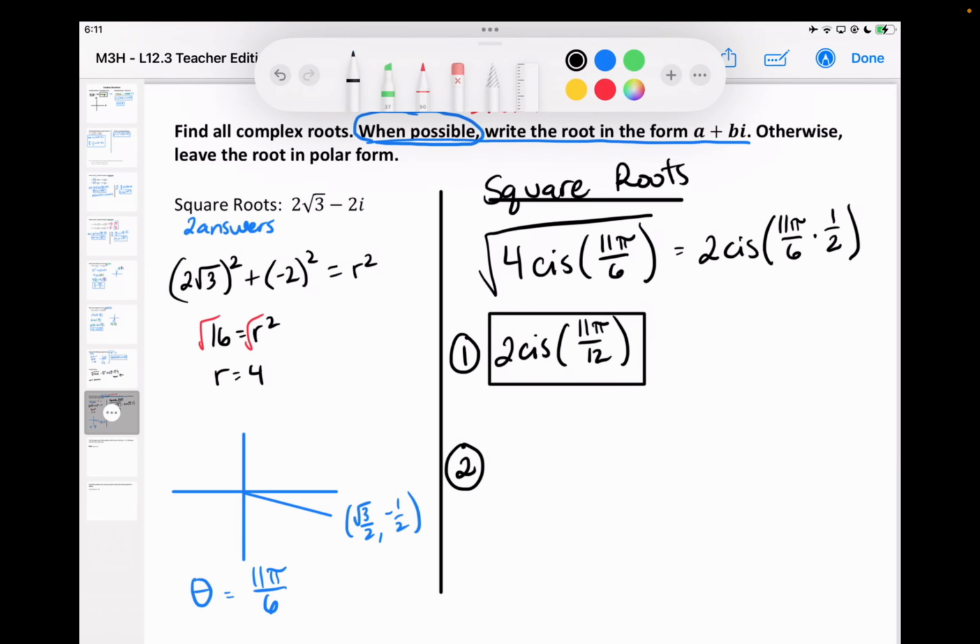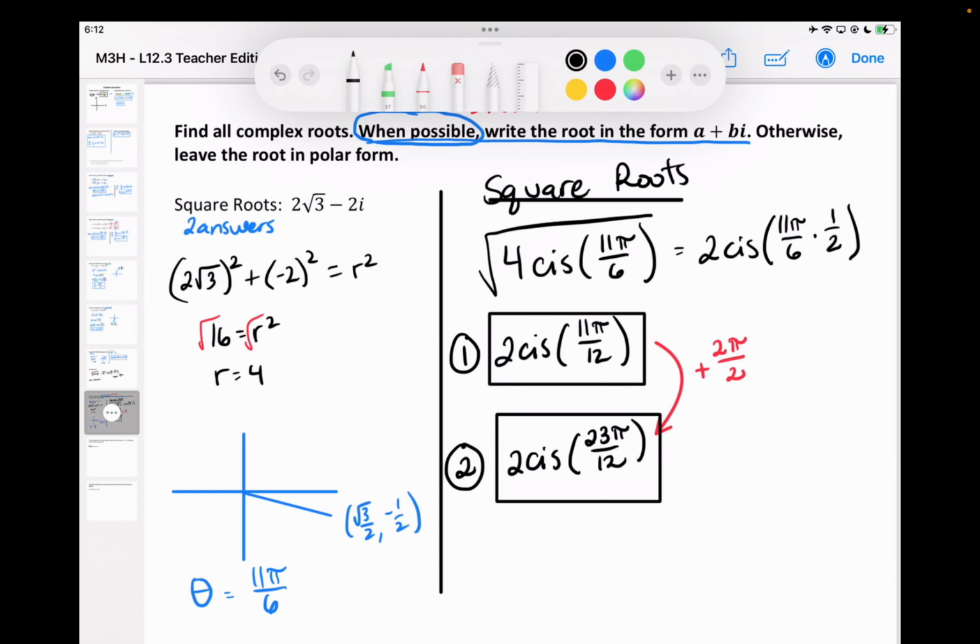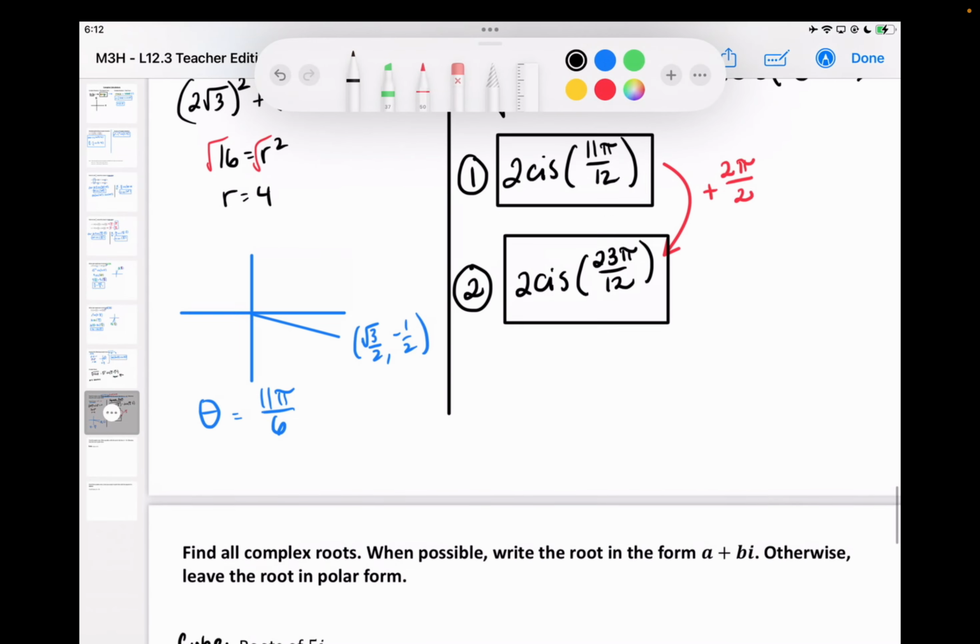And now we just need to find our second answer. Second answer will have the same radius. We're just going to have a different angle. And we find that angle by adding a full rotation divided by the number of solutions. So in this case, 2 pi over 2 is pi. So if I add pi, I end up with 23 pi over 12, which is once again conveniently not a typical unit circle angle, so we can stop right there. So those are your 2 answers.